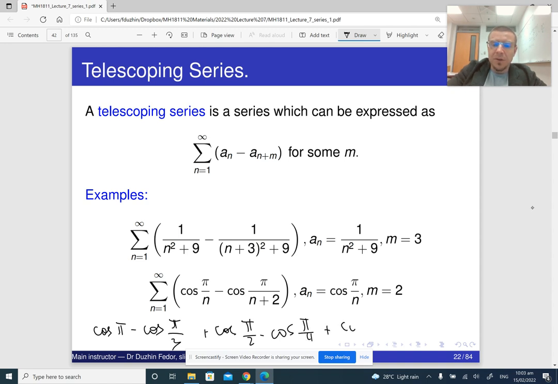The third term is going to be cosine pi over 3 minus cosine of pi over 5. And now notice that cosine pi over 3 cancels out. And then if you go on, the next is cosine pi over 4, which is going to be cancelled with this cosine pi over 4, and so on.